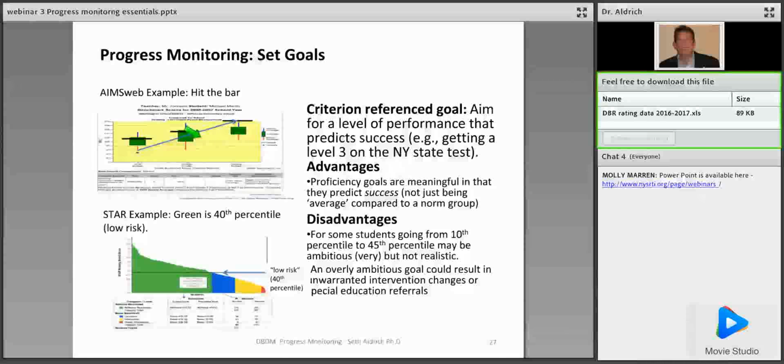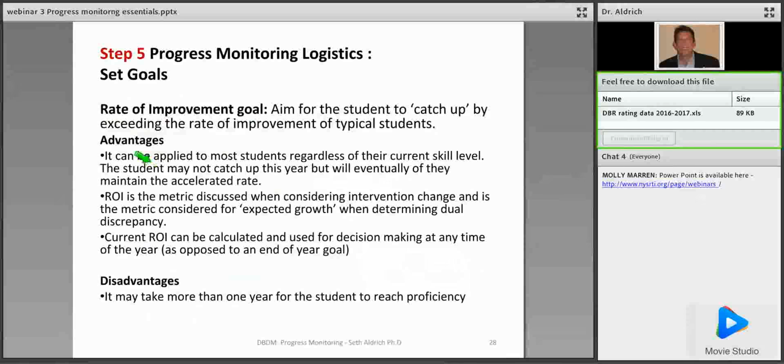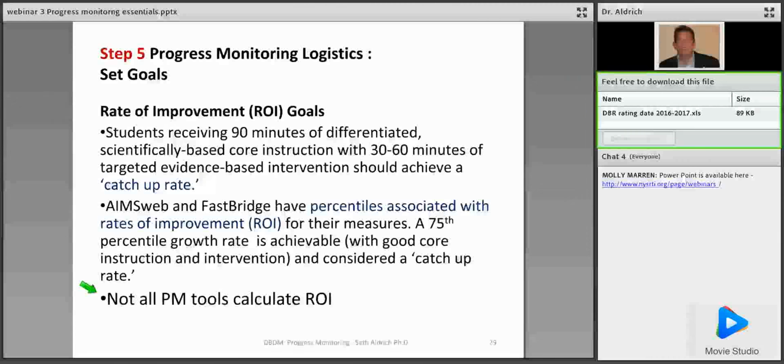We often look at slope at any one point in time, the slope that the student's making, where they're projected to get to that end-of-year goal. So let's look at slope, and we're going to talk about that in the next couple of slides. At any point in the year, if you're paying attention to their rate of improvement or their slope of improvement, we know whether they're on track to meeting their goals. The disadvantage of rate of improvement goals is it might take more than a year for the student to reach proficiency, and this is the example that I'm going to show you.